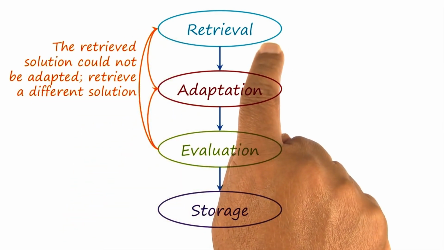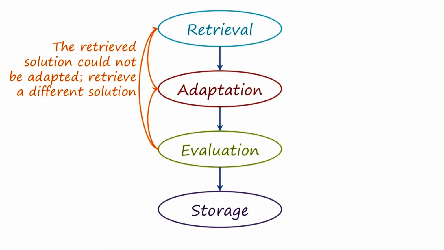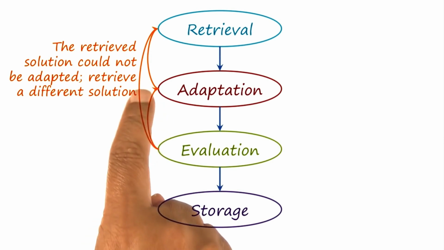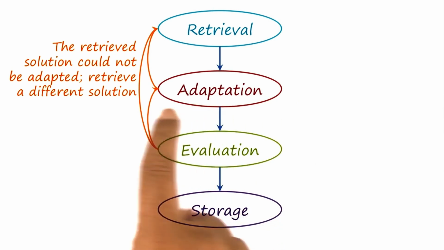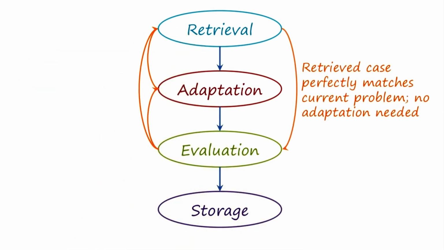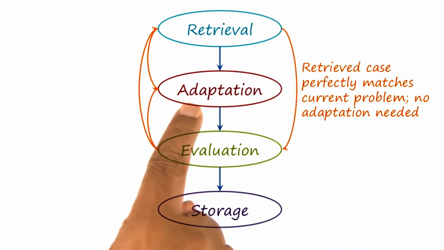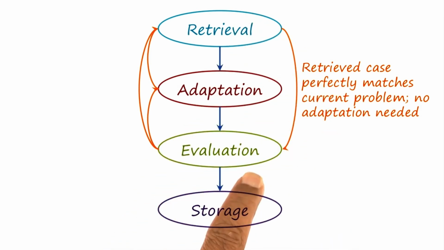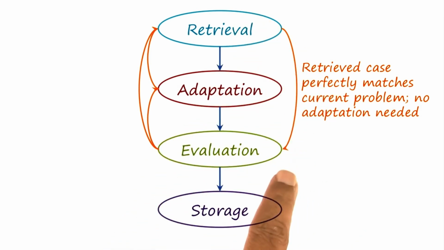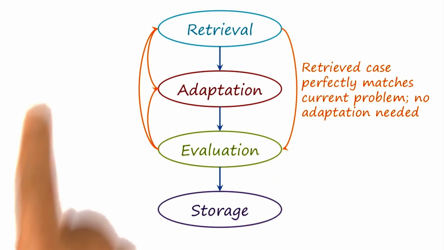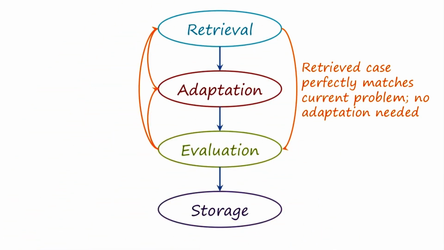Here is another possibility. Suppose that we retrieve a case from memory and we try to adapt it, but we are unable to adapt it to meet the requirements of the new problem. In that case, we might want to abandon the case and try to retrieve a new one. Here is yet another possibility. Let us suppose that we retrieve a case from memory and it exactly matches the new problem. In that case, no adaptation needs to be done, and we can jump directly to evaluation. In fact, this is what happened when we were discussing the KNN method. In this way, we can see that there are many ways in which this process need not necessarily be linear.